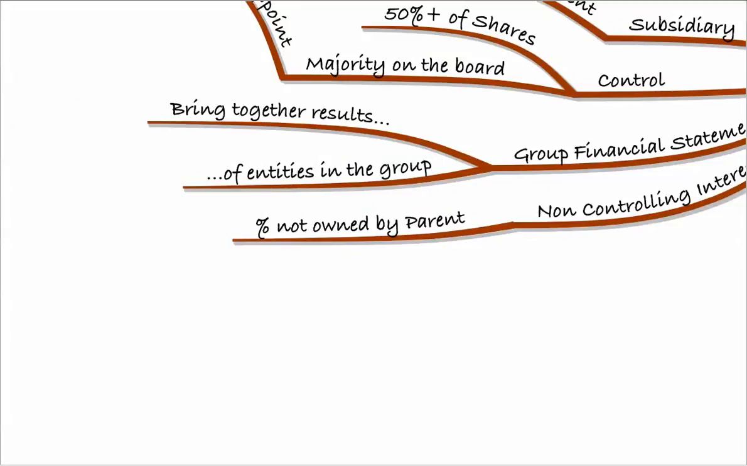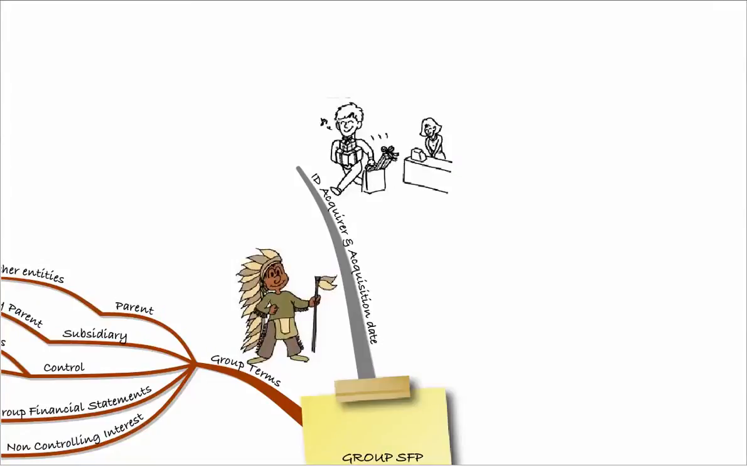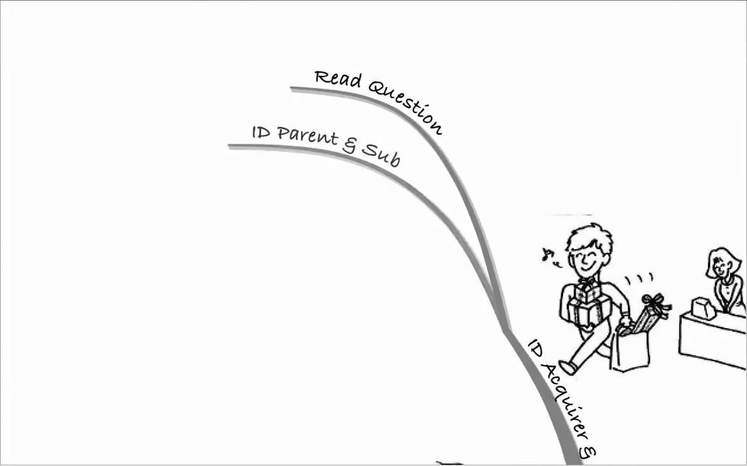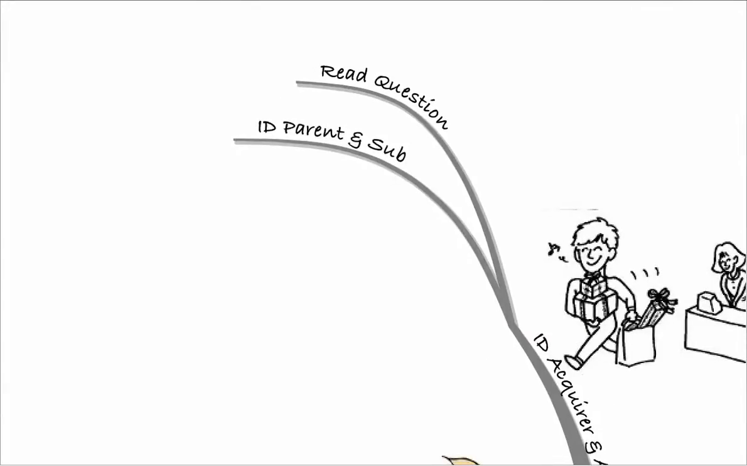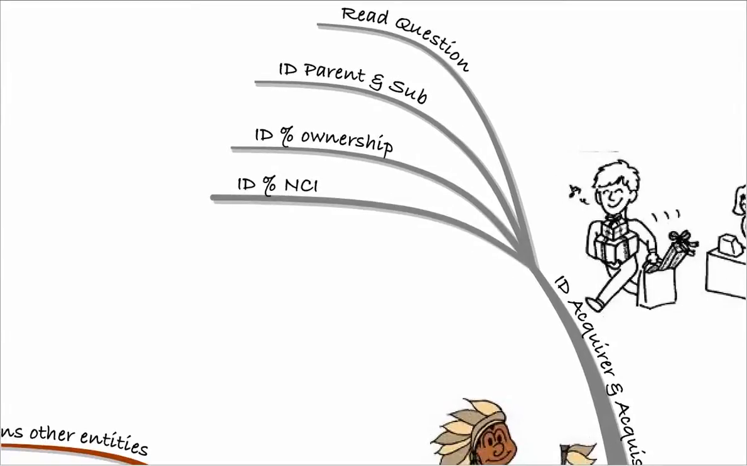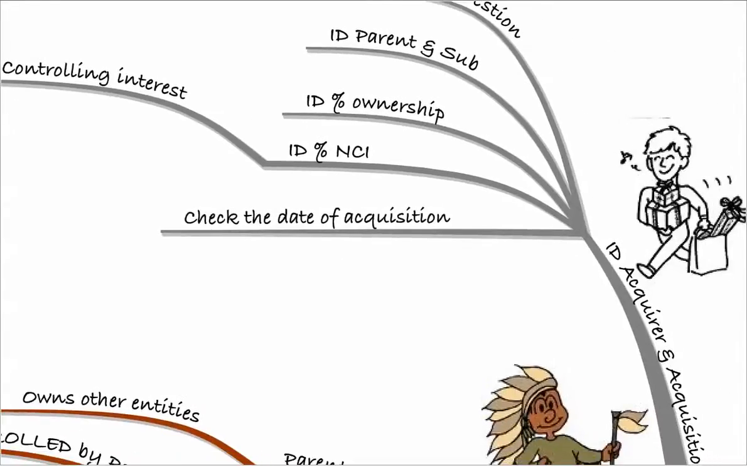So how do we prepare our group statement of financial position? Well, there were 5 workings, remember. The first one identified the acquirer and the acquisition date. So how did we deal with this? We read the question carefully. We identify the parent and the subsidiary and the percentage ownership. That will lead us to the percentage NCI. Remember, that's the non-controlling interest, the bit we don't own. And we check the date of acquisition because that would become important later on in our group questions.